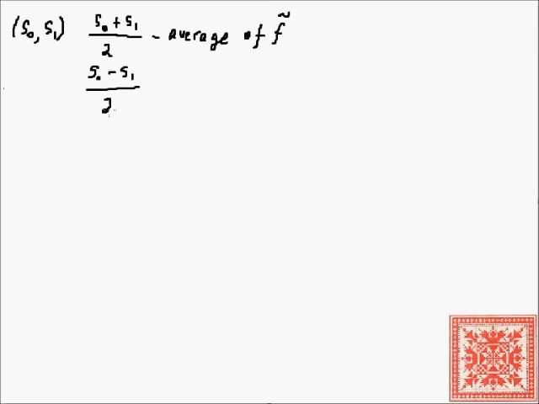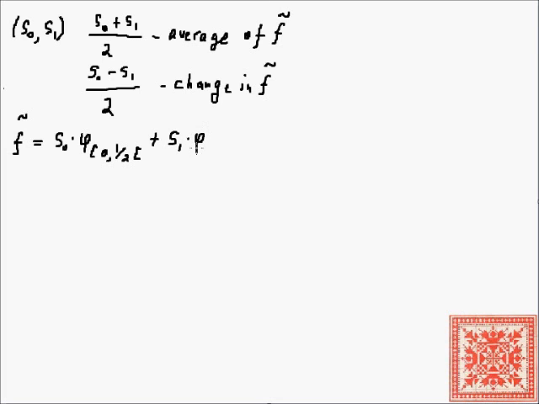That's the sample, and the sample approximates some signal, and the value of (S0 - S1)/2 gives us the estimate of the change in the approximating function. So the approximating function, given this sample, is defined as S0 times phi from 0 included to half excluded plus S1 times phi from half included to 1 excluded.